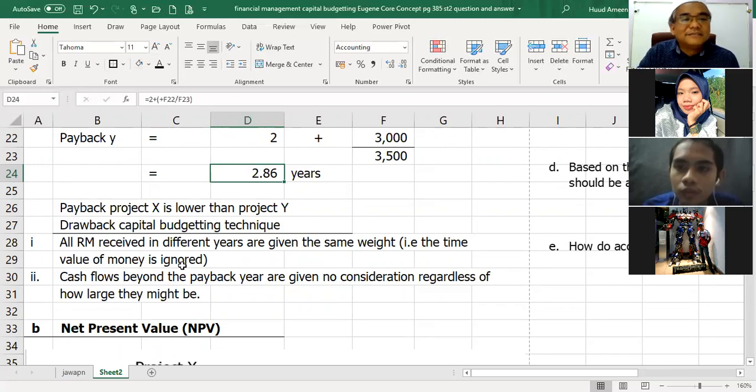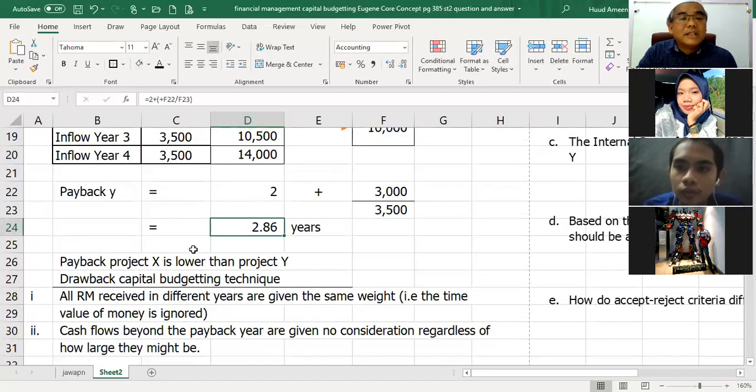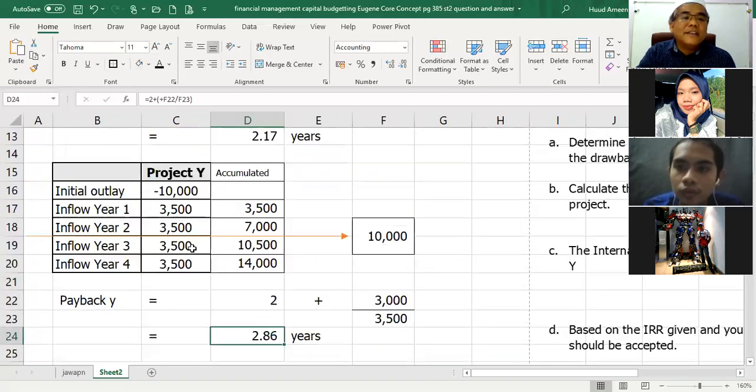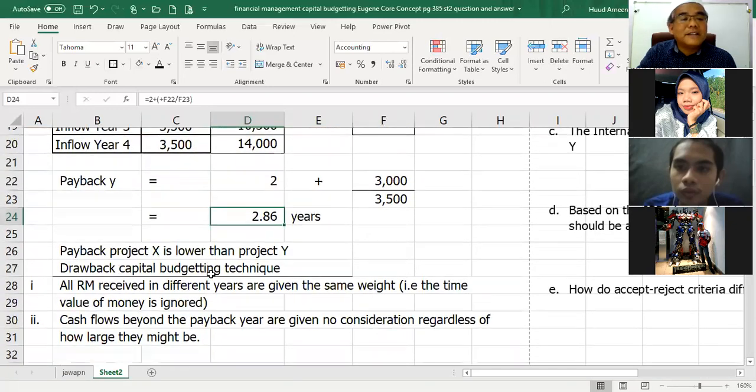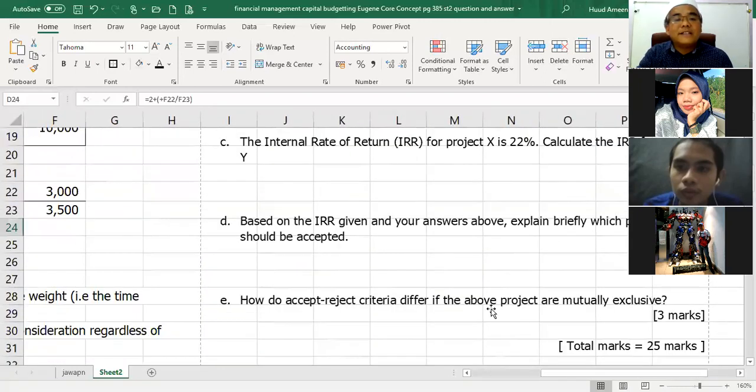You do not calculate the percent or discounted amount or rate of return. For example, that money you invest in ASB, then you will get some amount. So this technique does not use percent. And cash flow beyond the payback years is given no consideration. So if in year 4 you get some amount, you do not consider it. This is what we call disadvantage. So net present value, the second question, you have to answer these questions.